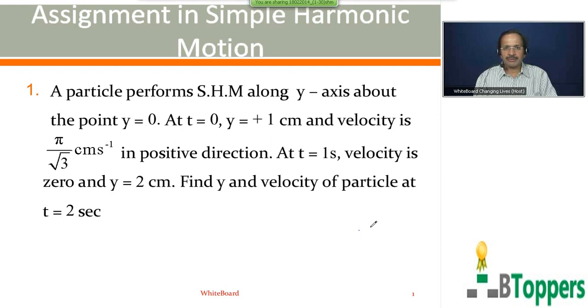Come on, look at the question number 1. I am going to read out the question number 1, which is shown already on the screen. A particle performs simple harmonic motion along y-axis about the point y equal to 0. At t equal to 0, y equal to plus 1 centimeter and velocity is pi by root 3 centimeter per second in the positive direction. At t equal to 1 second, velocity is 0 and y equal to 2 centimeters. Find y and velocity of the particle at t equal to 2 seconds.